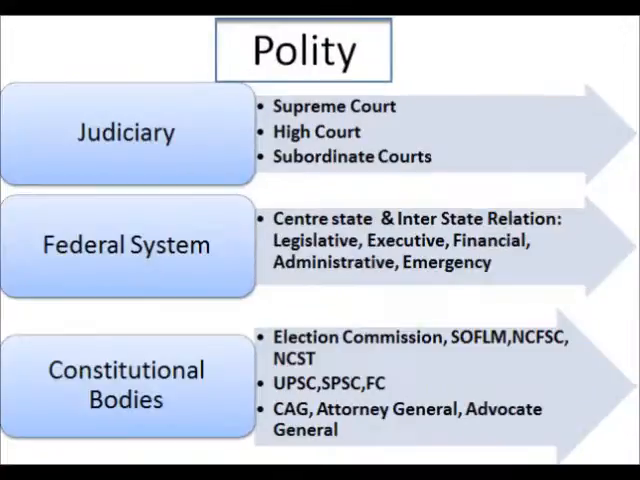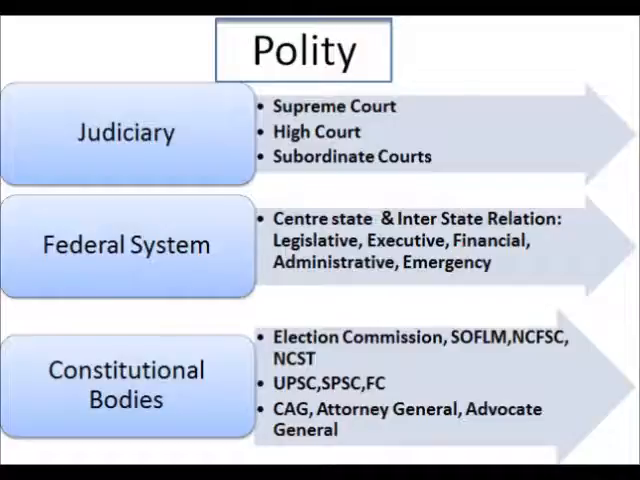Next we come to the judiciary part. There we have the Supreme Court, the High Court, and the subordinate courts. Then is the federal system, the center state and interstate relation, legislative, executive, financial, administrative, and emergency. Emergencies, we all know that there are 2-3 types: the financial emergency, the president's rule, okay, and this sort of, so you have to be familiar with all this.